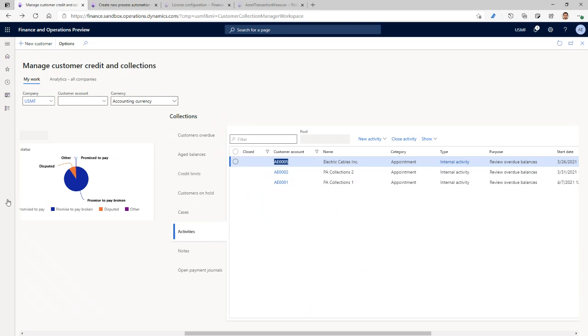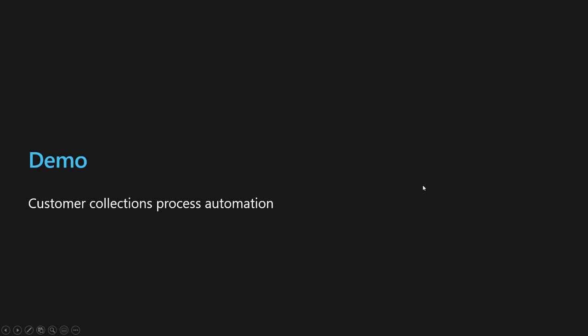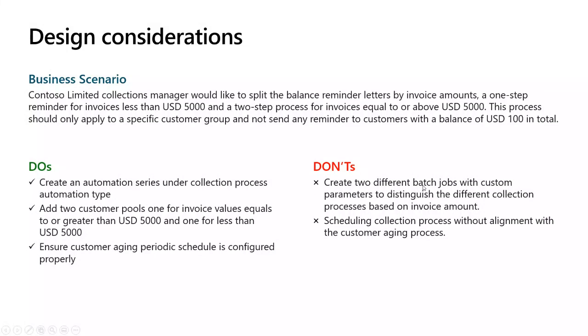Now, before I go to the next one, I would like to sum it up with some do's and don'ts, right? So it's what we saw. I just would like to sum it up with these design considerations. So, for example, in this scenario, the collection manager would like to have a one-step reminder process for invoices less than 5,000 and a two-step process for invoices above 5,000, and would not like to have any reminders sent to 100. How would they do that, right? What would be the do's and don'ts?